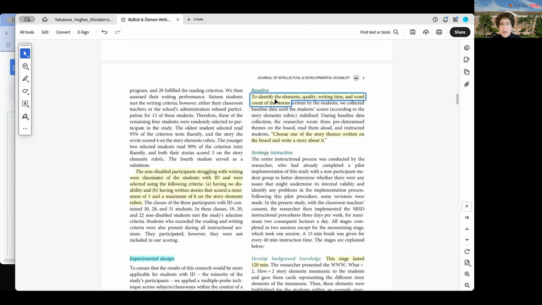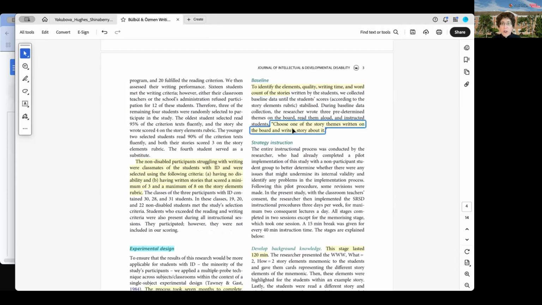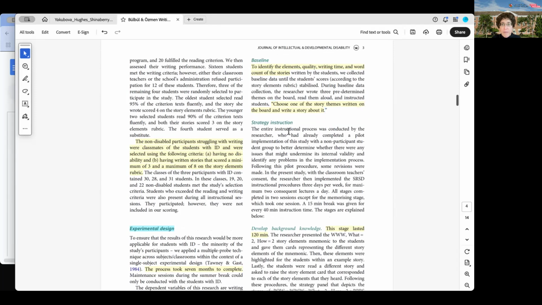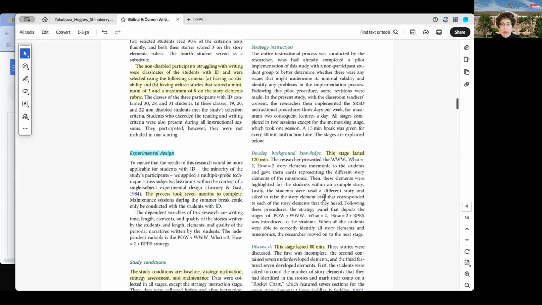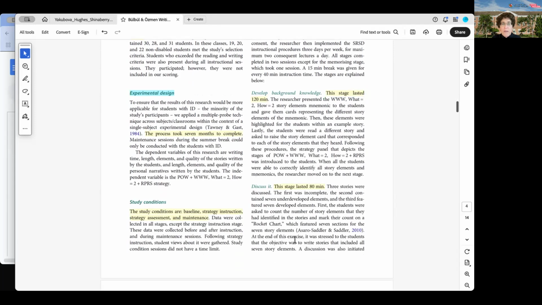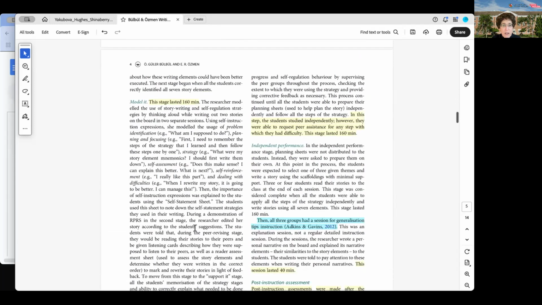Okay. All right. So in baseline, what they did was they scored several different variables: the elements of a story, the quality of the story, the amount of time that the students spent planning, and the total number of words in the stories. They also gave students an opportunity to choose from two or more themes what they wanted to write about. Okay. All right. And then they tell us how long each one of these stages took. So you can look at that tomorrow.